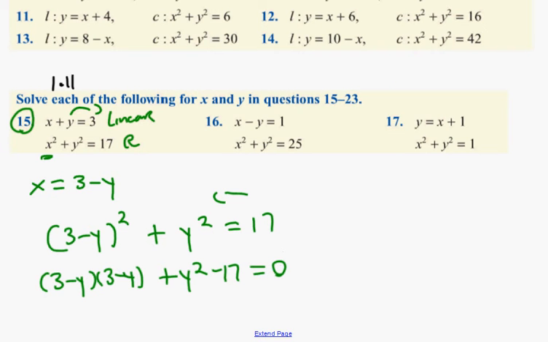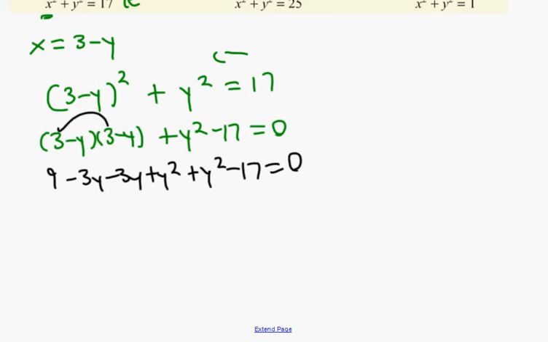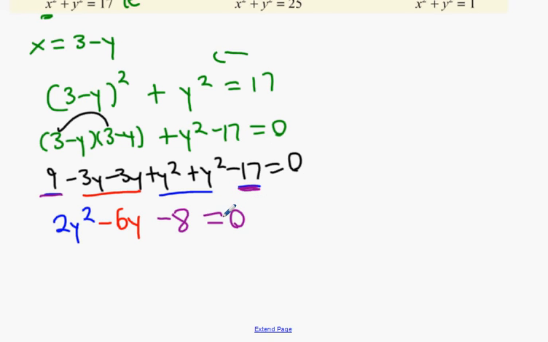Now what's going to happen next, guys, is this. 3 times 3, 9. Minus 3y, minus another 3y, plus a y squared, plus your y squared, and your 17 equals 0. Now, what happens next, guys? 2y squareds. How many y's? Minus 6y. And after that? 9 minus 17. Minus 8 equals 0.